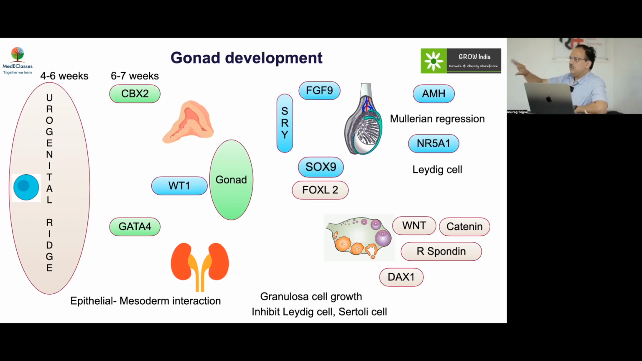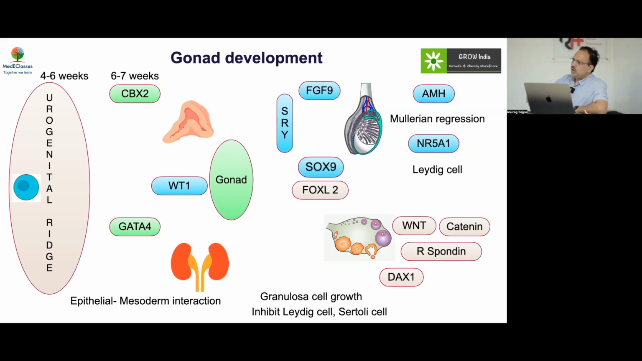XX male means complete male. So that will be the SRY insertion. So if you have SRY, you will become like a male even though you are XX. But these males are not fertile because you need so many more genes to really have fertility.